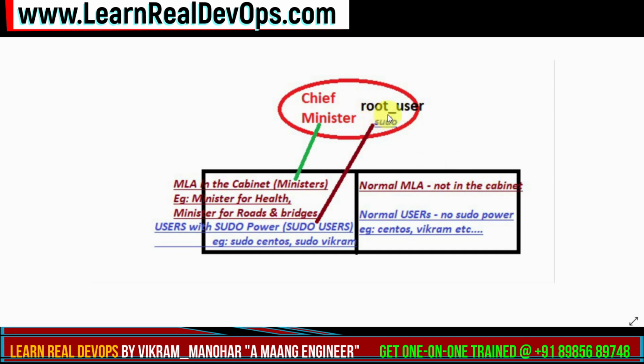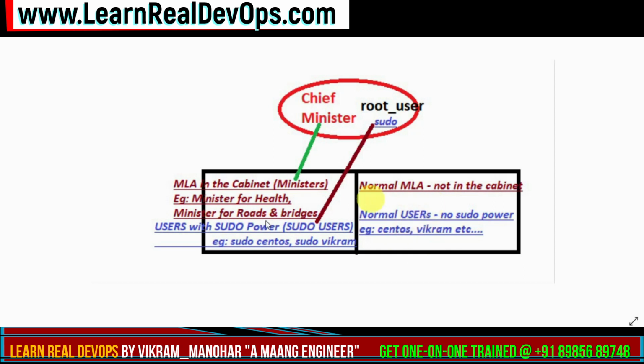Now, like how you have a normal MLA who does not have any power, the same way in a Linux machine you will have normal users who do not have any powers. The same example: if the CentOS user does not have any power, he will just be a user with the name CentOS. If Vikram is there without any sudo powers, then he will just be a normal user called Vikram. I mean the CentOS user and the Vikram user will not have any sudo powers because the sudo power of the root user is not shared with these users.